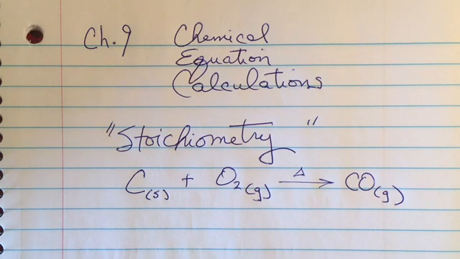Today we're going to go over some calculations related to stoichiometry. That's the key concept in Chapter 9 of Chemical Equation Calculations. The strict definition of stoichiometry is used to refer to the relationship in quantities between reactants and products according to the balanced chemical reaction. Let's take this reaction here.